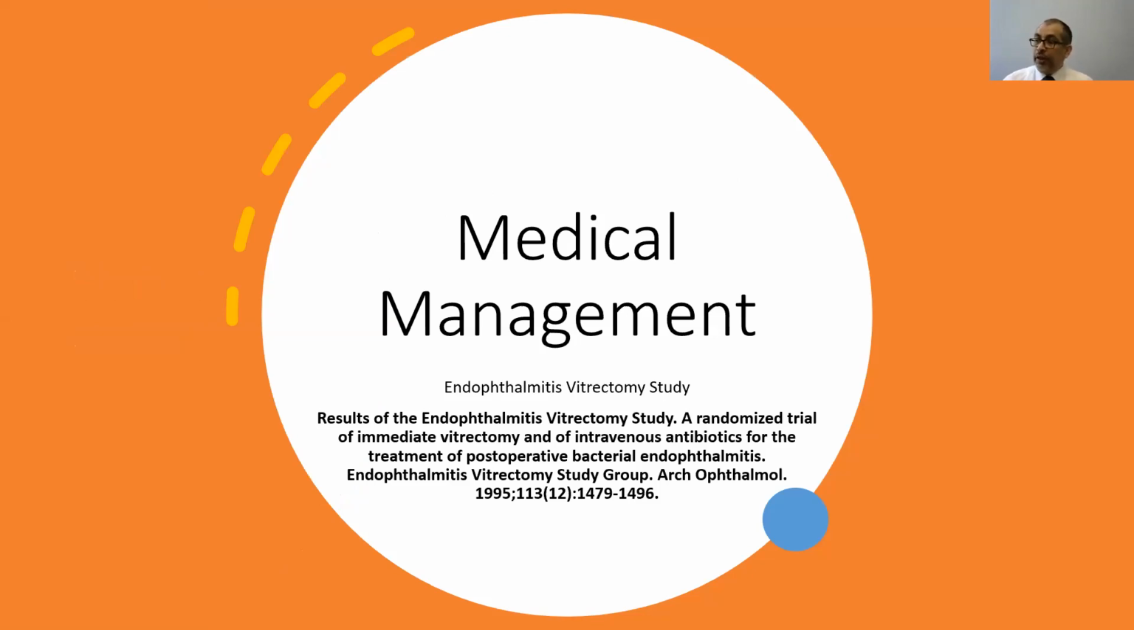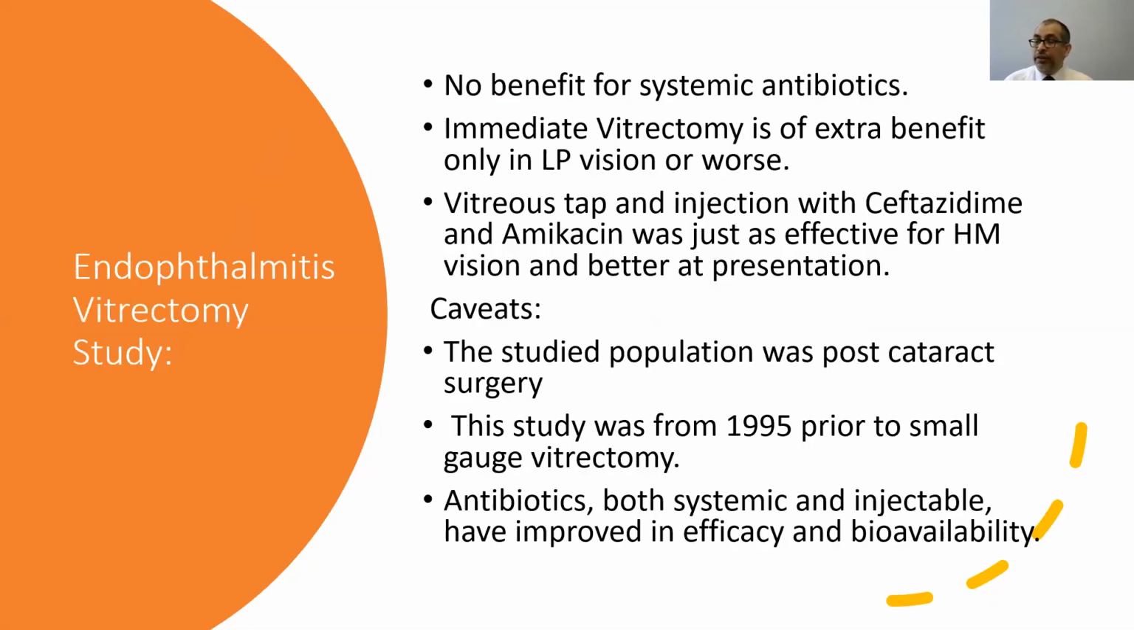The seminal trial, the seminal investigation is the Endophthalmitis Vitrectomy Study that came out in 1995, and we're all aware of it. What that study pointed out is there's no benefit for systemic antibiotics in exogenous endophthalmitis. Immediate vitrectomy is of extra benefit only for light perception vision or worse. And the vitreous stab and injection done in the office, with ceftazidime and amikacin as the antibiotics they used, was just as effective for hand motion vision and better.